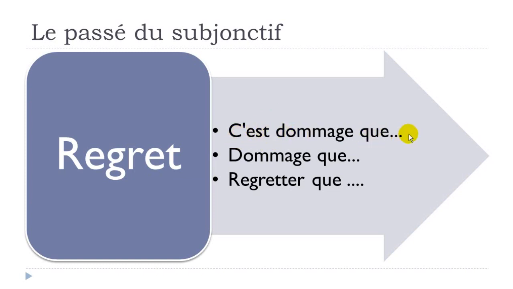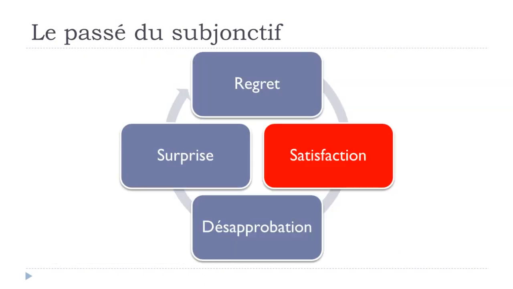C'est dommage que, it is a pity that, and then if you continue with a past structure, it should be at the passé du subjonctif. Dommage que, exactly the same thing, but it's more spoken because you've dropped the subject and the verb, so you can use that orally. Maybe not in formal situations, it would be better to use c'est dommage que, okay? And then regretter que, to regret that. And after that, you should put this passé du subjonctif, of course, if what comes after should be in the past form, all right?